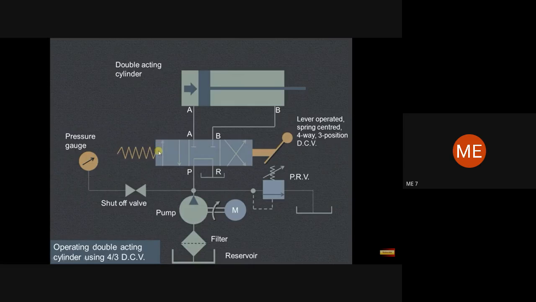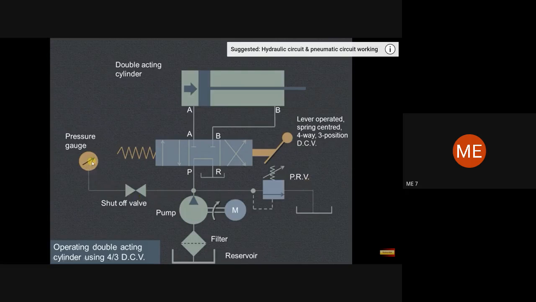Now this particular valve is a 4-way 3-position direction control valve, or 4x3 direction control valve. So this 4-way stands for P, A, B and R, whereas these 3 positions stand for the left envelope mode, center position and then the right envelope mode. This is the double acting cylinder in which the fluid is admitted on both the sides of the piston. The pressure relief valve is used to relieve the hydraulic circuit when the system pressure exceeds the design pressure.